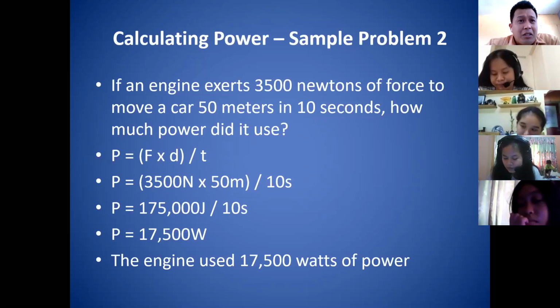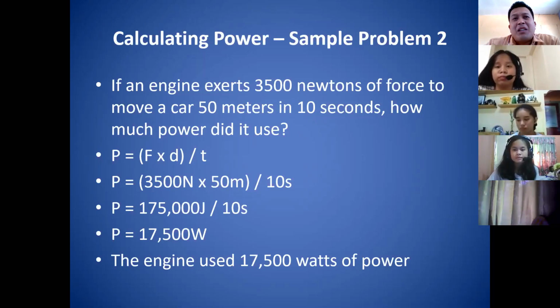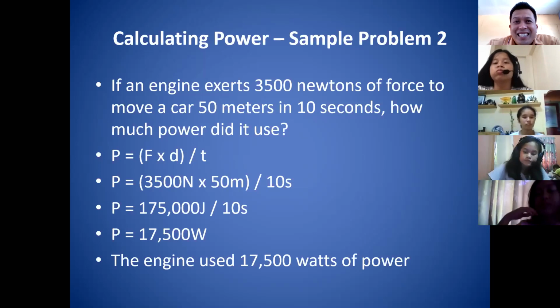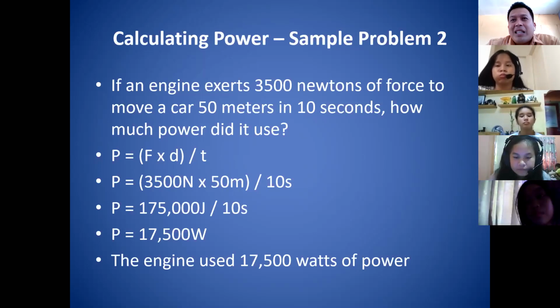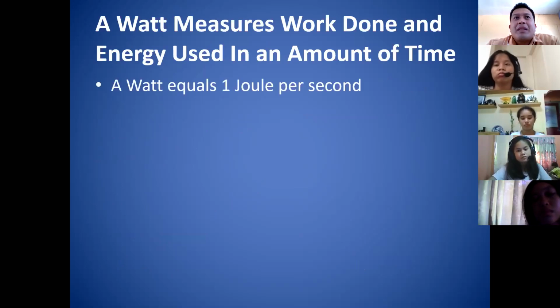Watts can also be used to determine how powerful the machines in your house are. An example is your light bulb, diba? When you buy a 5-watt light bulb versus a 15-watt light bulb, which is more powerful? Of course, the 15 watts. But it also consumes a lot of energy. A lesser watt means lesser energy. So a watt measures work done and energy used in an amount of time.